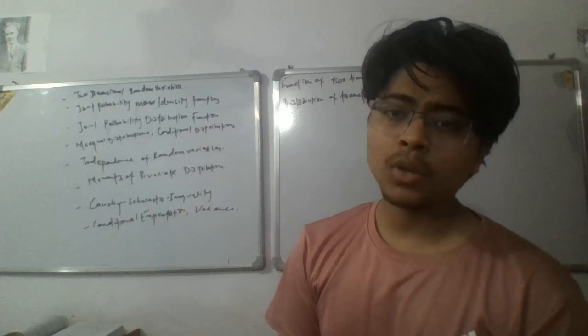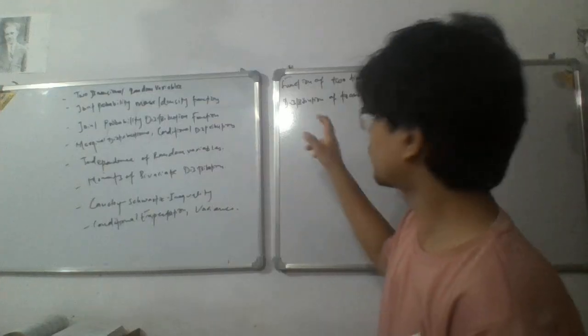Everyone. Up to now, we have discussed physics and mathematics. From now on, we are talking about statistics. And in statistics, we are going to start a new chapter, which is chapter number 3, bivariate distributions. Here, we will talk about these following topics.